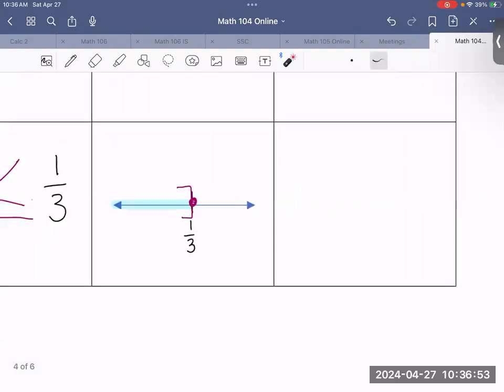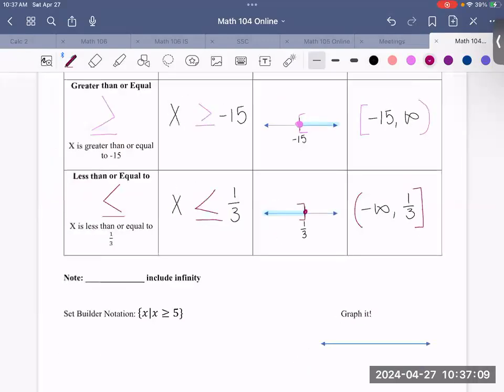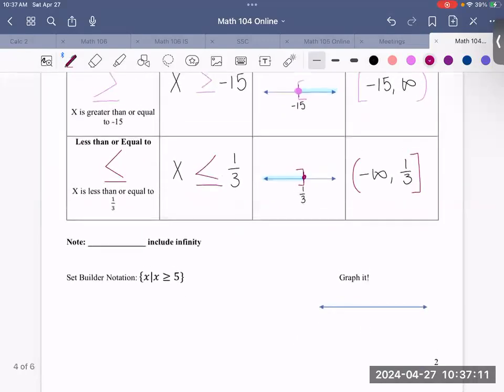And one last one, we are going from your smallest value of negative infinity, going all the way up to 1/3. We have a parentheses always around infinity, and that closed bracket or closed circle around 1/3. So we said, note, we never include infinity. So that will always have a parentheses around that.